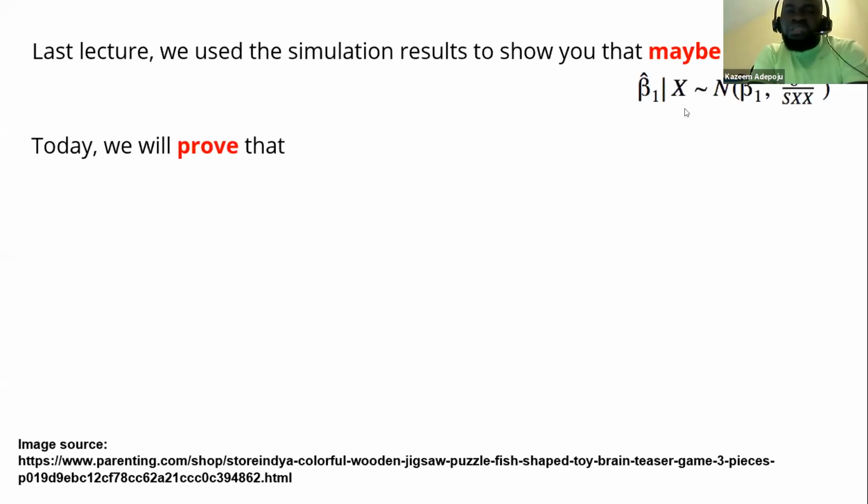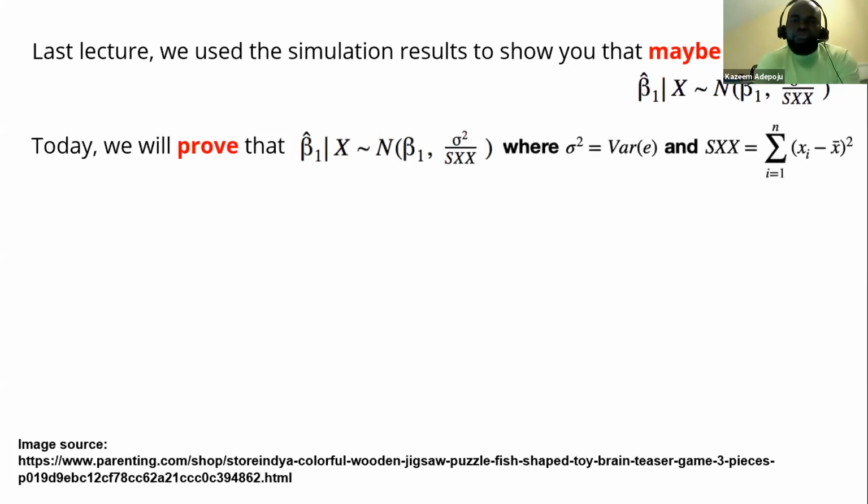Then what is the mean? Of course, the mean is going to be beta 1, and the variance of the beta 1 cap is actually going to be sigma squared divided by SS. And you know what? Today we're going to prove that. That's what we want to prove today.